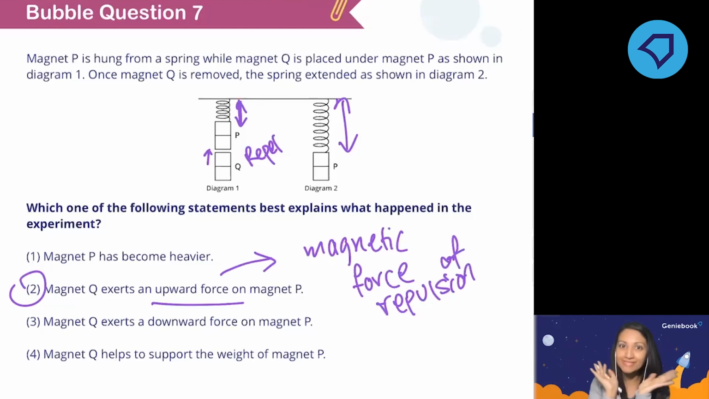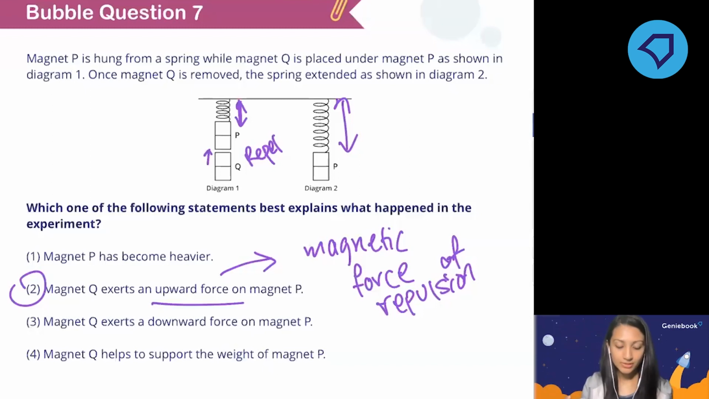You can't see this force. It's like an invisible force. You can see that when I push it up. That's why the spring gets compressed. But once you remove this magnetic force of repulsion, P is no longer being pushed upwards. Therefore, it will weigh down and the spring gets stretched.